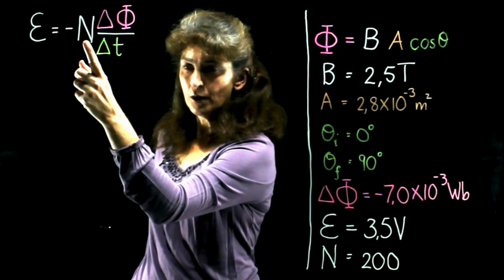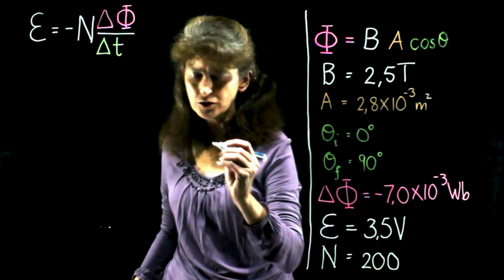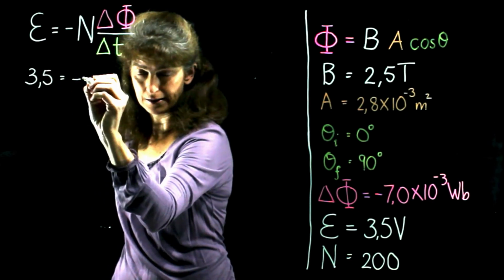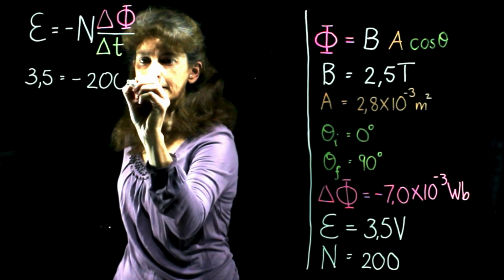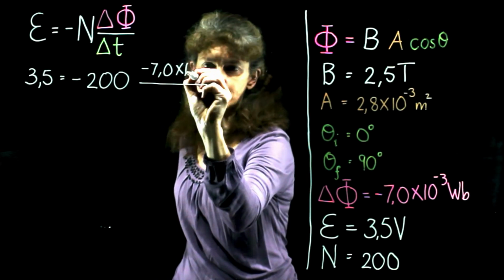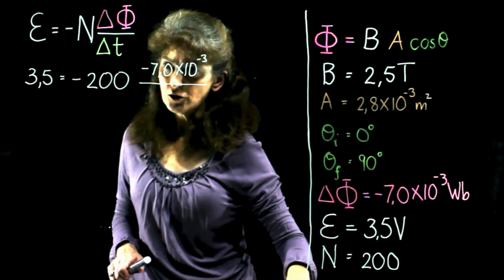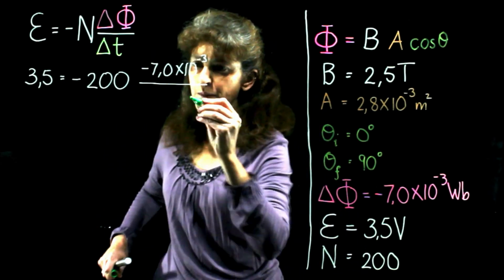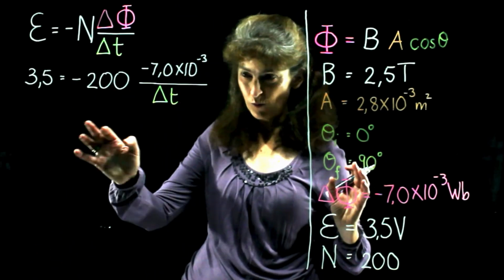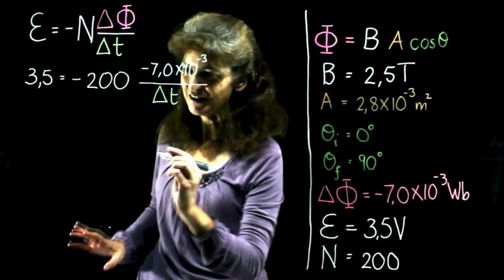This one we don't know. We know the number of coils and we know the EMF. So let's simply substitute. 3,5 volts is equal to minus 200 times minus 7 times 10 to the power minus 3 Weber is the change in magnetic flux, and we are trying to find out the period of time that that took. If your algebra is very good, you could just do that in one step, solving for delta t, but maybe for safety, let's rather break it down into more than one step.